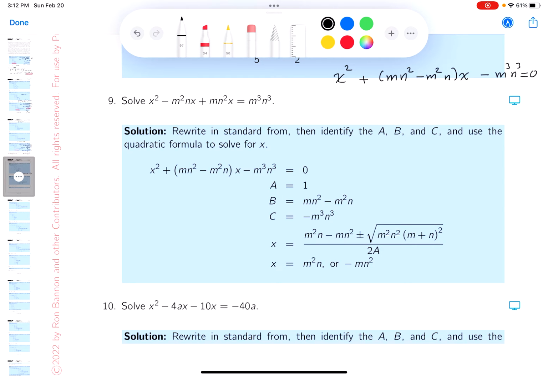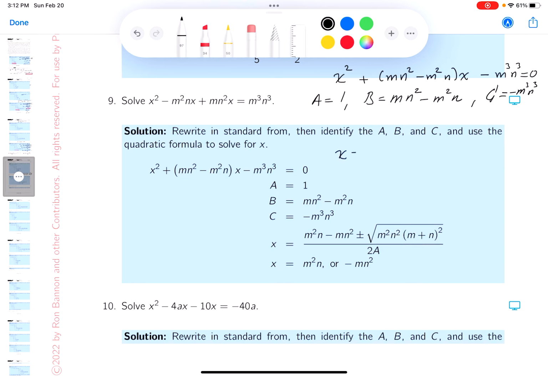And let me see if I copied that right. X squared, I got the minus m squared nx. I have the mn squared x. Yep, I'm going to write down the a. That's 1. I'm going to write down the b. That's mn squared minus m squared n. And I'm going to write the c down. And the c is minus m cubed n cubed.